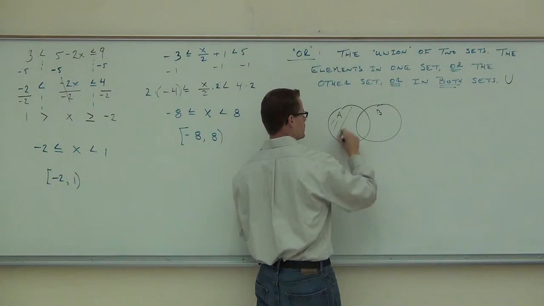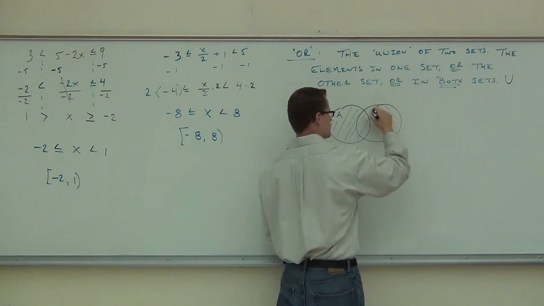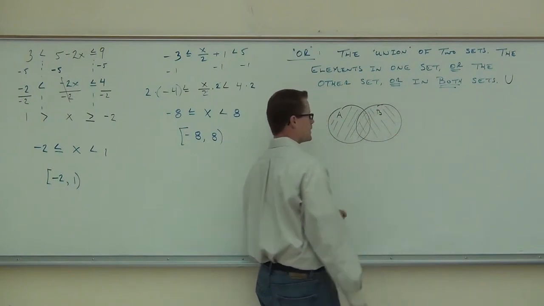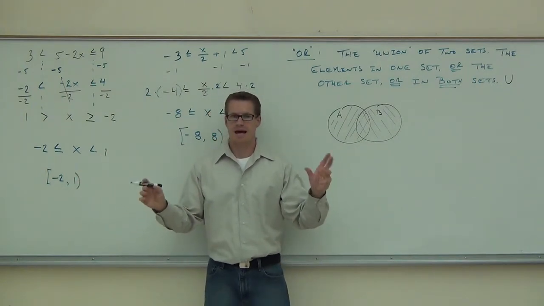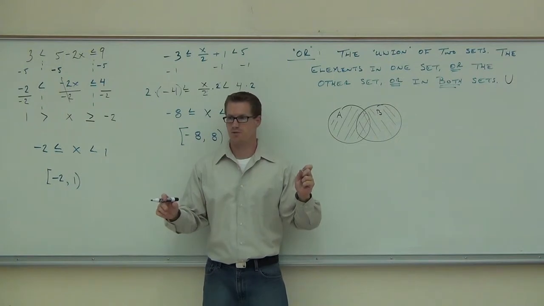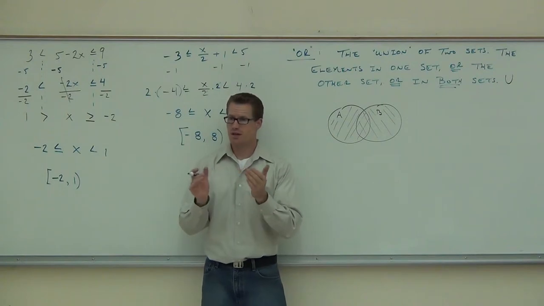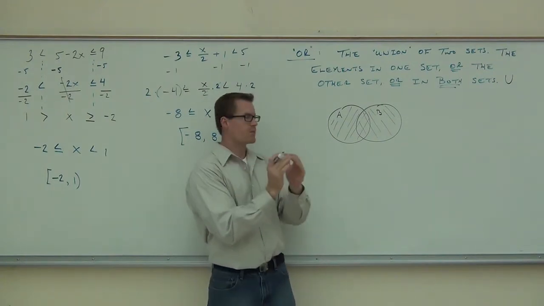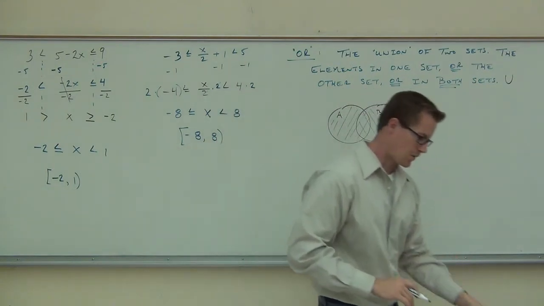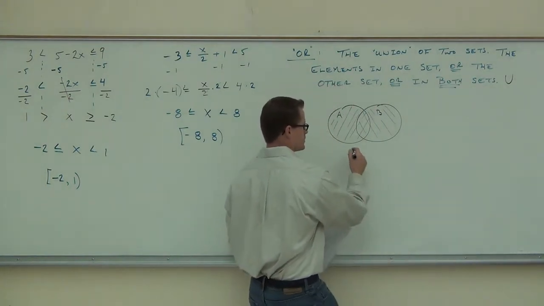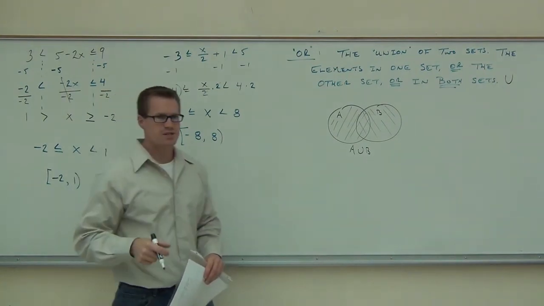So our or is all of that, all of that and the middle part. Or is everything in either set. Listen, does it have to be in both sets to count for or? No, it just has to be in at least one of them. Does it already include the intersection? Look at that, it includes the intersection right there. So the or says it's here, or it could be both. Everything that happens, we're counting that as our or. So the whole thing is A union B. Let's do a couple examples to illustrate this real quick.